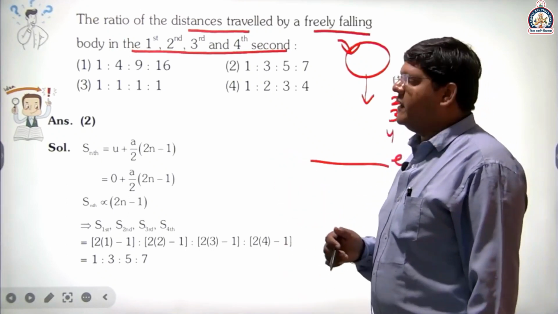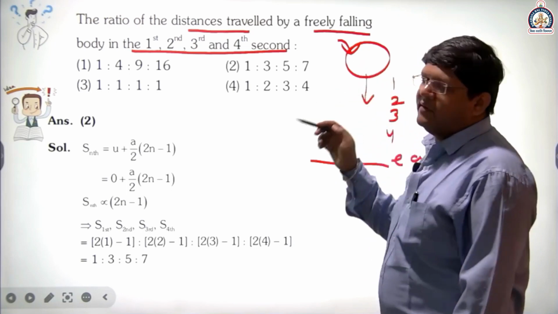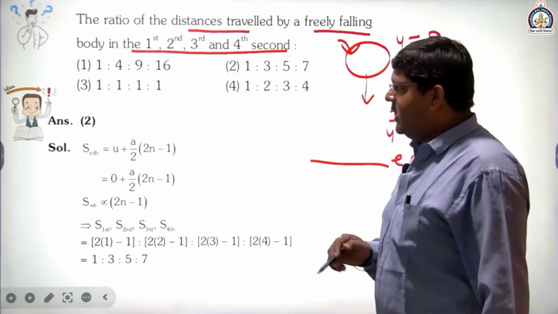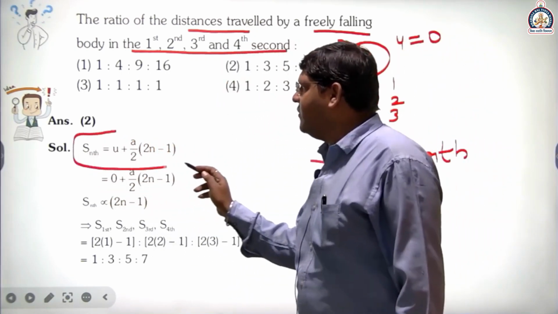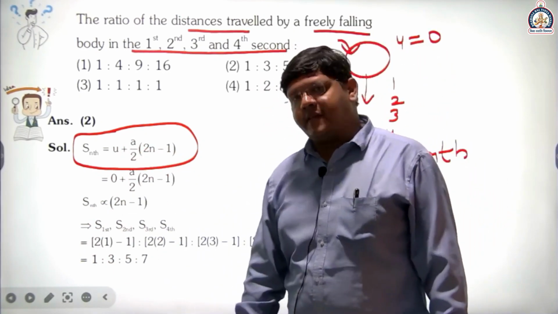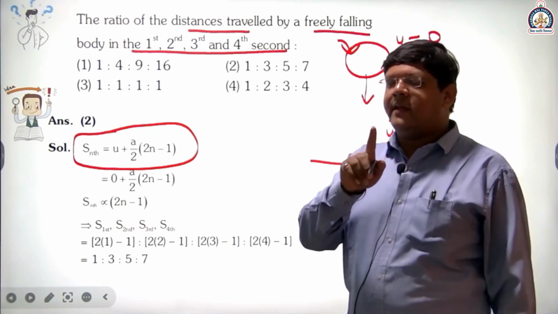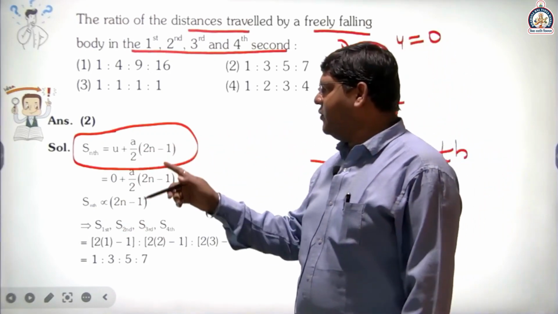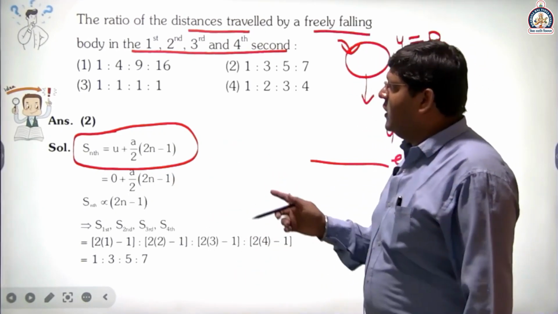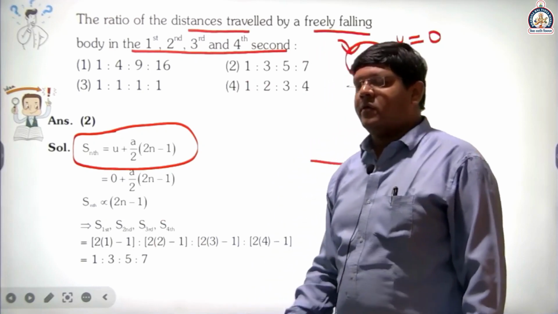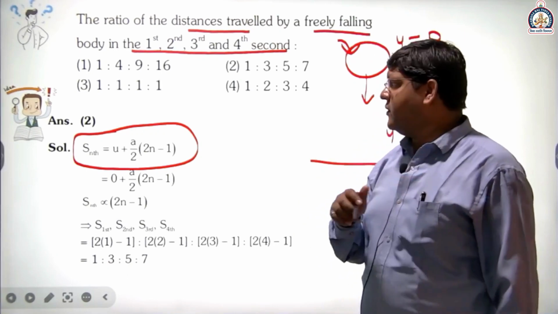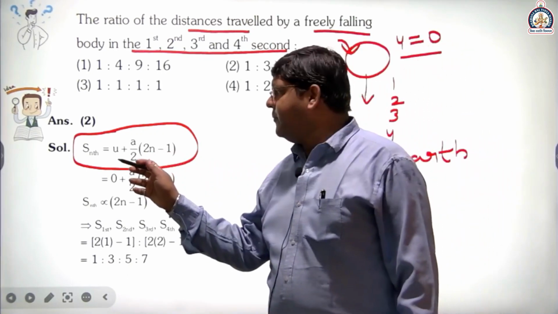In this type of case, when the object is in free fall condition, we can take initial velocity u as equal to 0, and by using our fourth equation of motion, Sn is equal to u plus a by 2 into (2n minus 1), where n denotes the particular second. For the first second we take n equal to 1, for the second n equal to 2, for the third n equal to 3, and for the fourth n equal to 4. For all four cases we can take u equal to 0 because initially the object is at rest. So this is our main formula.